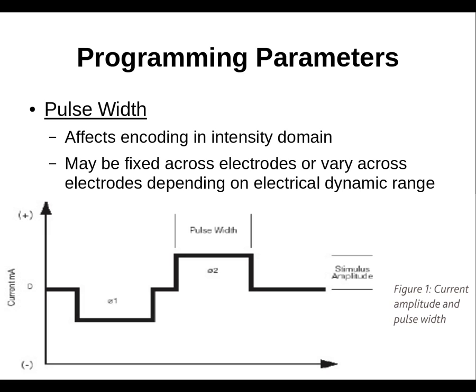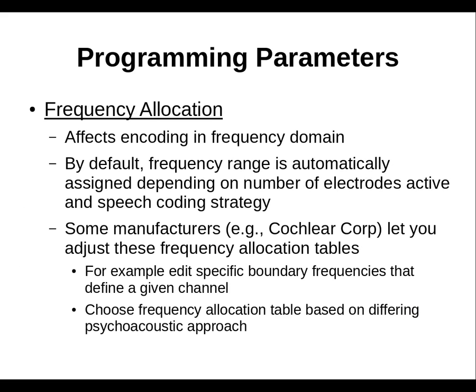That's going to represent your intensity. And this pulse width measure, you can have it fixed across all electrodes, or you can have it change depending on the electrode channel that you're referring to. A second parameter that we can adjust is frequency allocation. This is one of those parameters that's going to have an impact on the frequency domain.